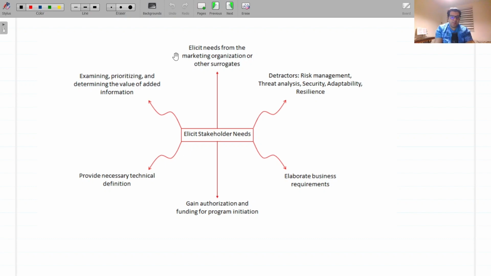The outputs of the stakeholder needs and requirements definition process should be sufficient definition of the business and stakeholder needs and requirements to gain authorization and funding for program initiation through the portfolio management process. The output should also provide necessary technical definition to the acquisition process to generate a request for proposal, or RFP, if the system is to be acquired through a contract acquisition process, or to gain authorization to develop and market the system if market driven.